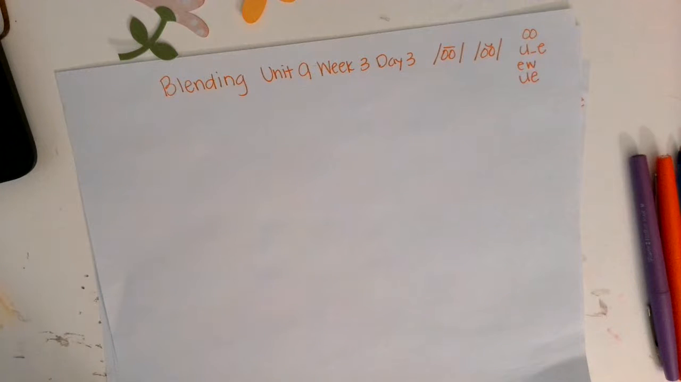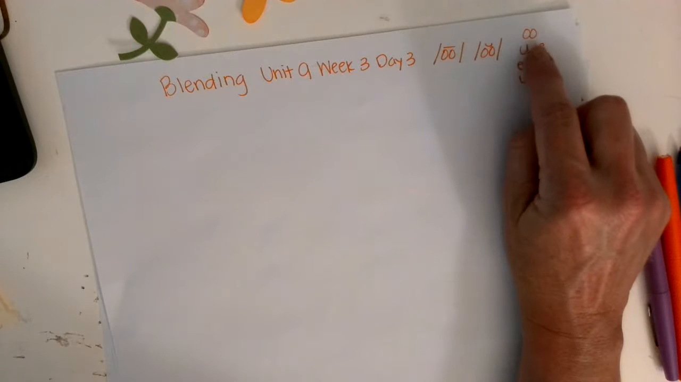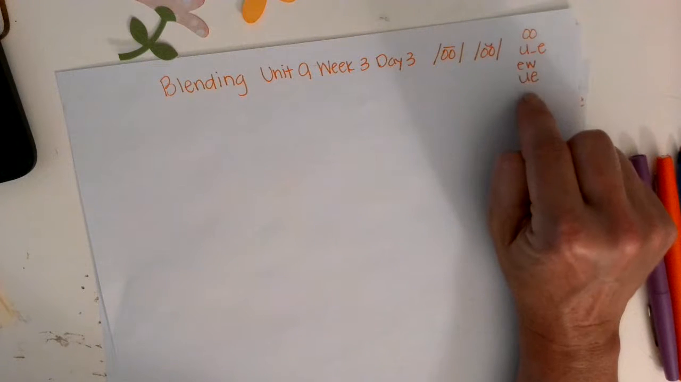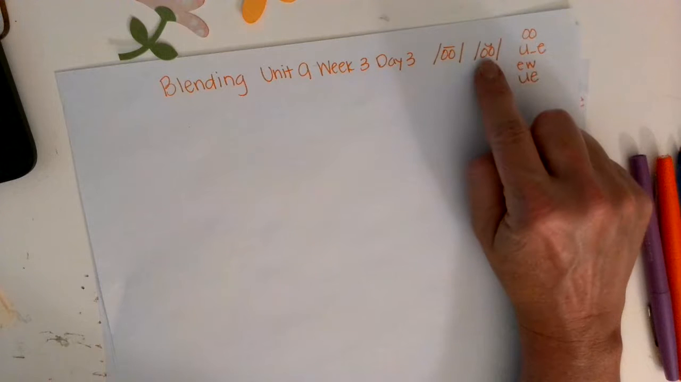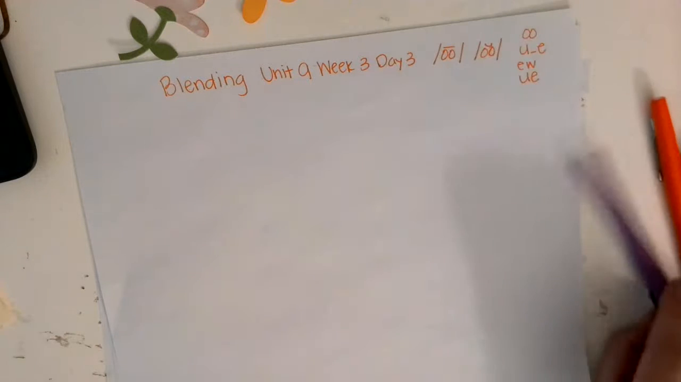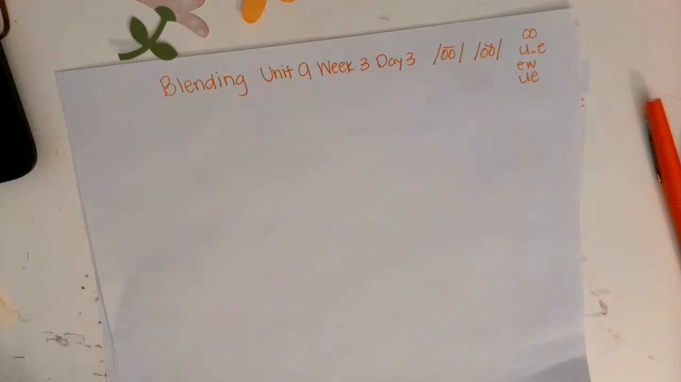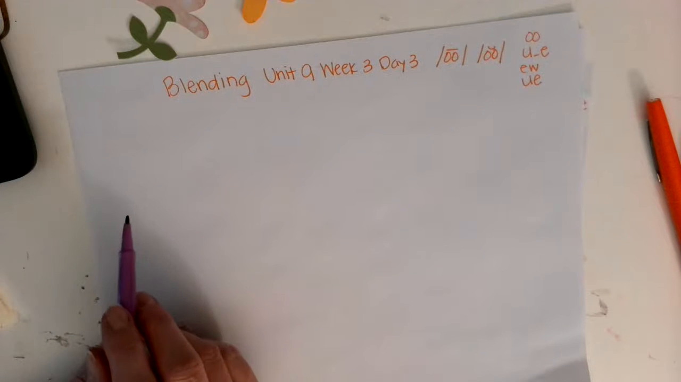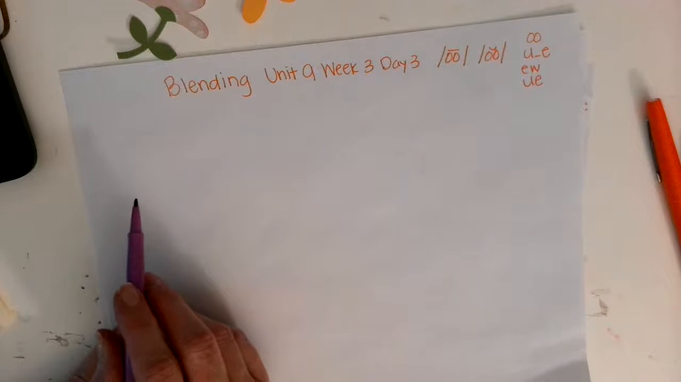Hello, we are going to blend some more oo and words spelled with these spelling patterns. For oo, we have oo, u letter e, ew, and ue. And for the sound, we just use the oo pattern. Let's go ahead and blend some words that practice those spelling patterns. Remember, if you don't know if it says oo or just try it both ways and see which one makes sense.